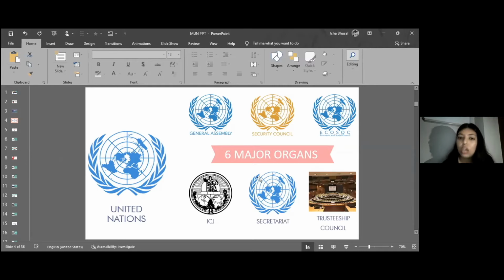First of all, we have the General Assembly. The General Assembly is exactly what its name suggests. It's a general assembly where all the member states take part. There are 193 member states right now. We have 2 observer states, that is Palestine and the Holy See, more popularly known as Vatican City. So all 193 member states of the United Nations take part in the General Assembly.